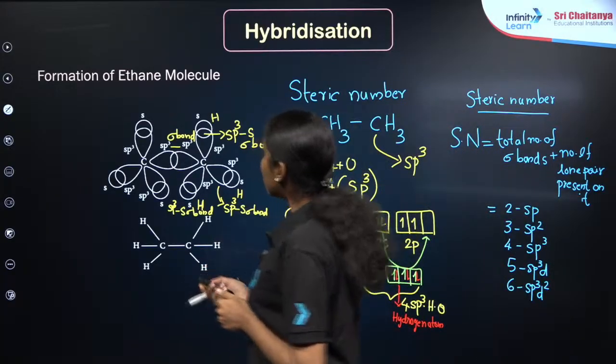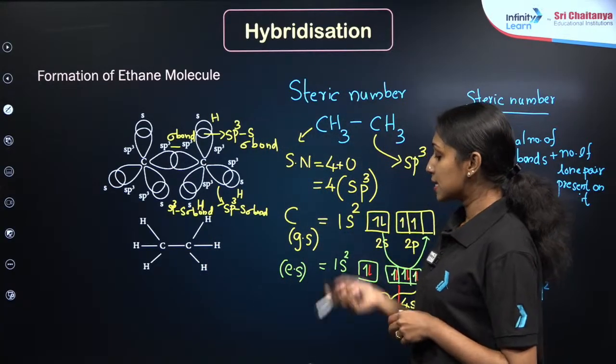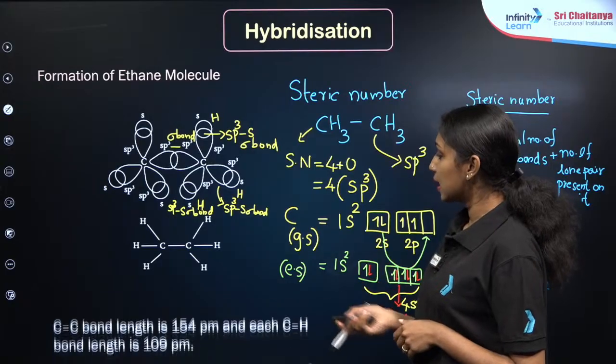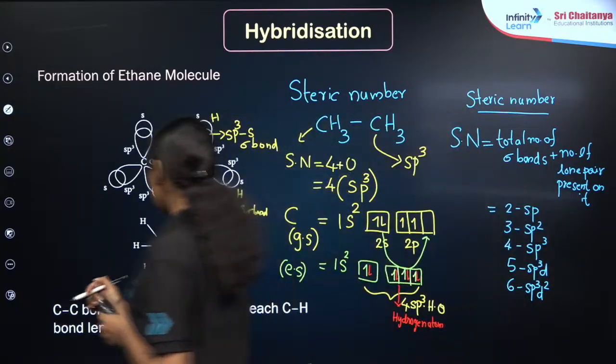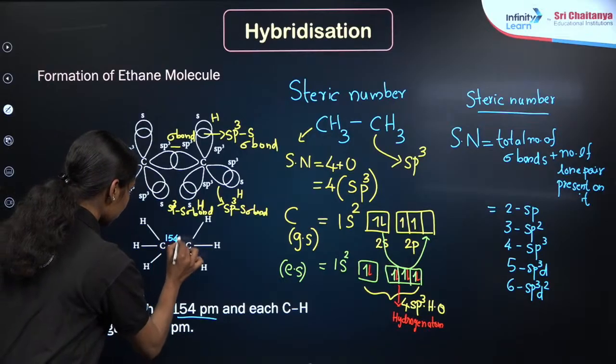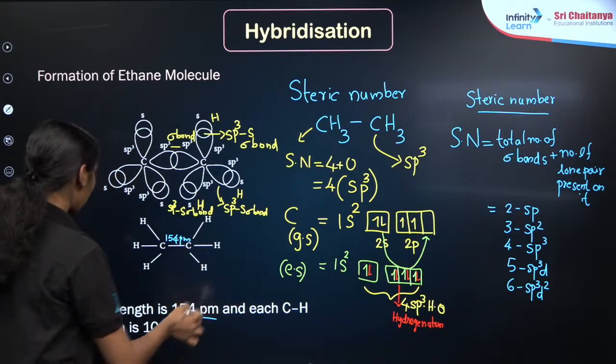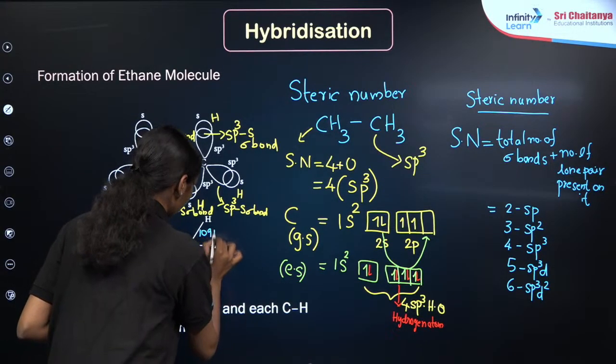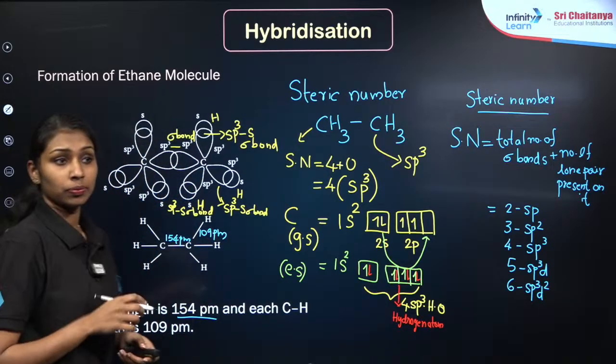Okay, this is the hybridization of the ethane molecule. And also you can see here the CC bond length is 154 picometer. Then each CH bond length is 109 picometer. Clear?